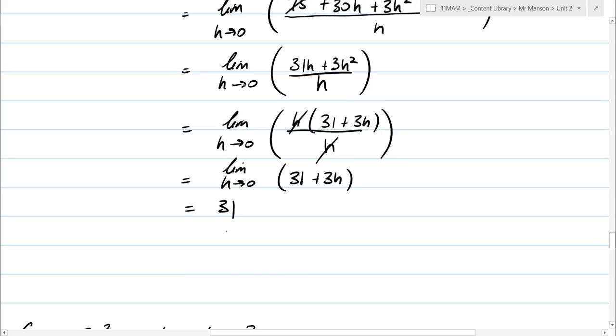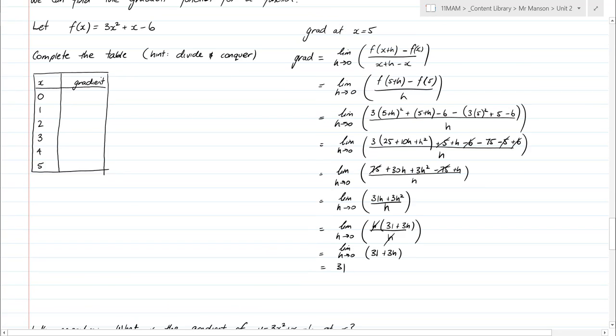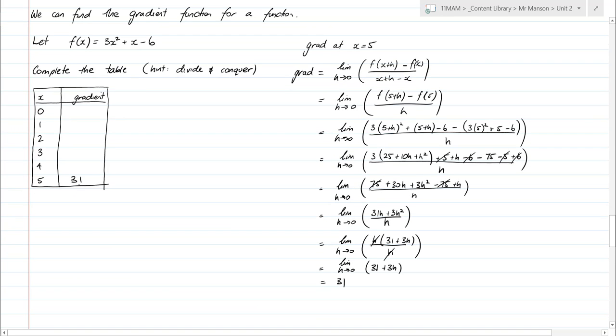So my gradient at x equals 5, I'm zooming out there, is 31. You guys are going to tell me the gradient at x equals 1. You're going to tell me the gradient at x equals 2. You're going to tell me the gradient at x equals 3, x equals 4. Got it? Go.